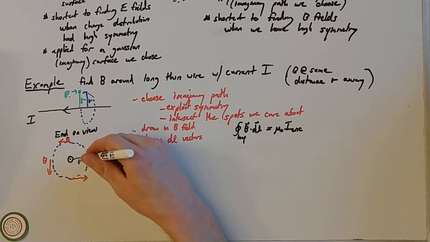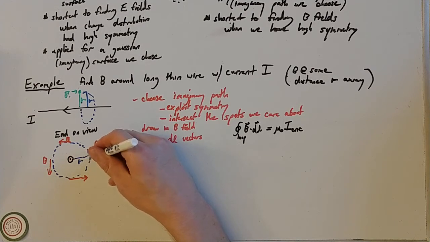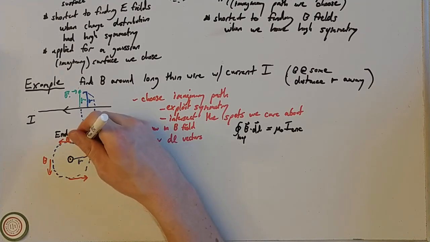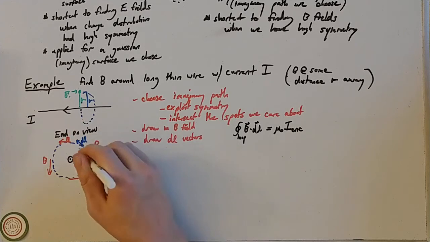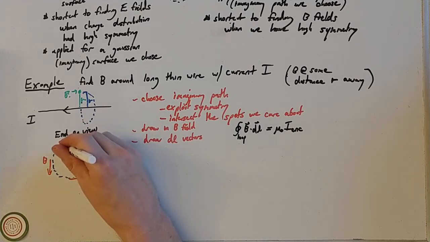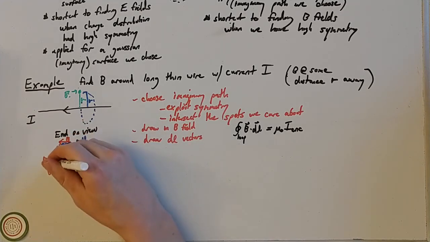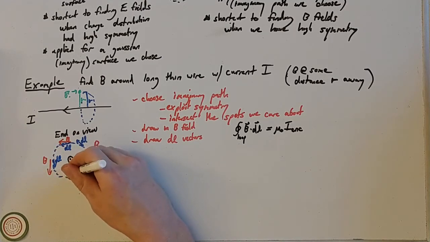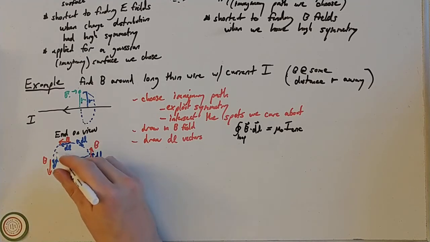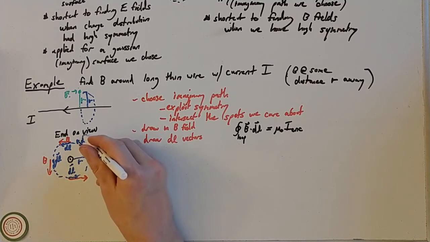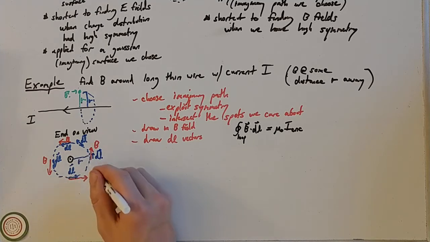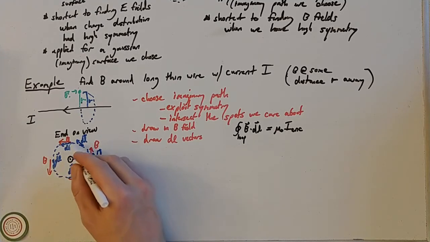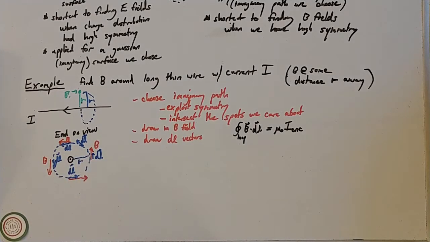So if I'm over on this side, my dl vectors are going to point straight up. There's one. Here my dl vectors are always tangent to the circle. So here my dl vector is going this way. Here my dl vector is going this way. At the bottom, my dl vector is going to the right. So there are a bunch of example dl vectors, and dl vectors just go along the path tangent to the circle. They're the direction I'm walking at that point along my loop.